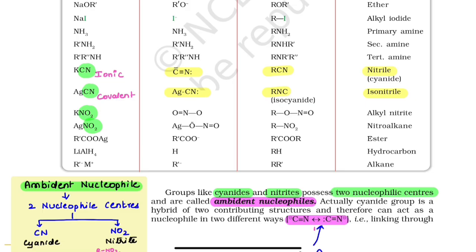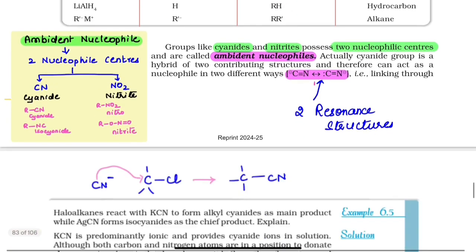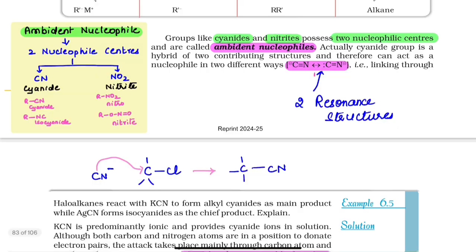Whereas silver nitrite, this is covalent in nature. So therefore the bond doesn't break. So now what will happen is nitrogen is going to attack R group. So therefore you will be getting RNO2, which is nothing but nitroalkane. So here you can see cyanides and nitrites possess 2 nucleophilic centers and are called as ambident nucleophile.